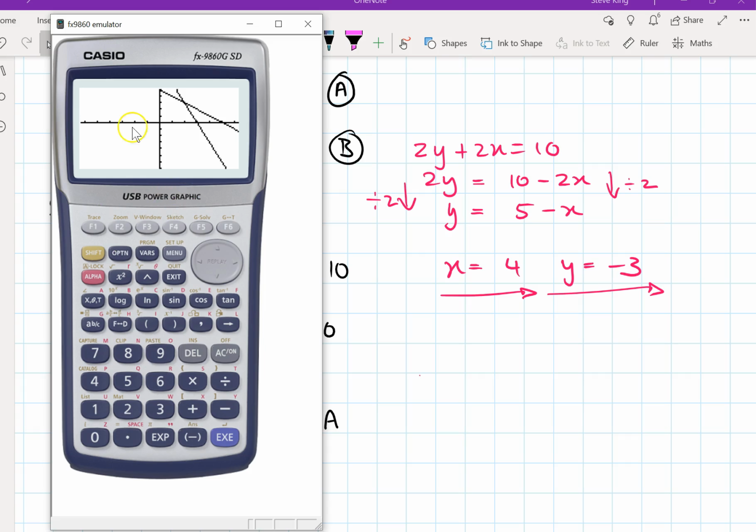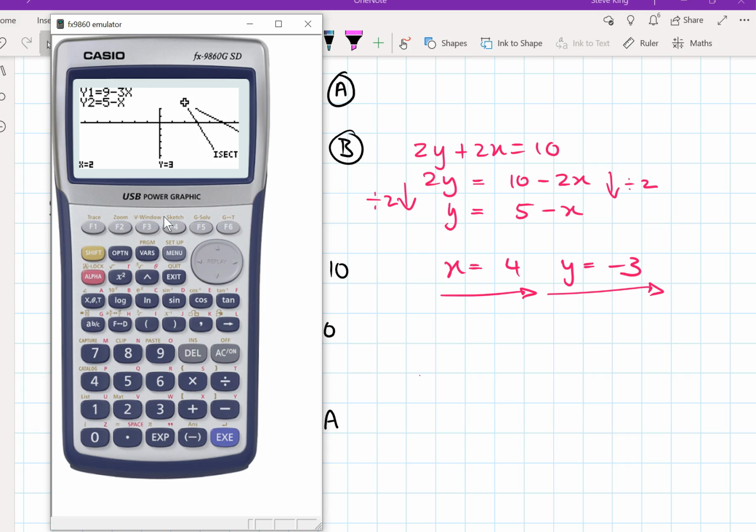Now, the calculator will find out that point for you, and all you need to do is to use this gsolve function over here. So I'm going to go Shift gsolve, and I want the point of intersection. So I don't need to worry about the root, the maximum, the y-intercept. I want the intersection. It's this one over here, F5, and I press it, and there we have it.